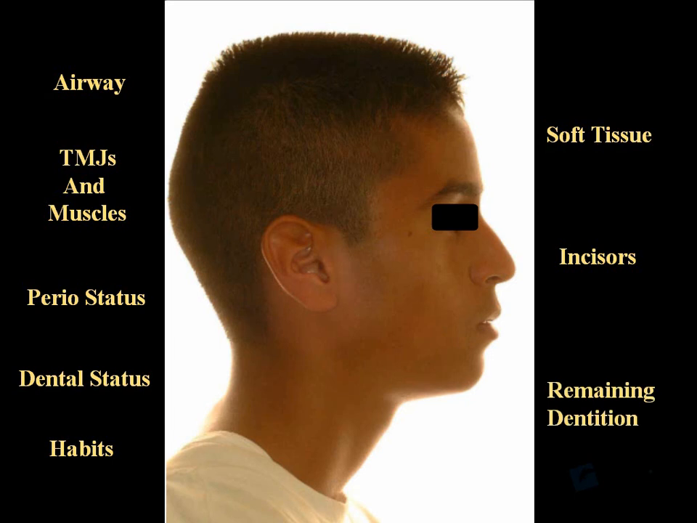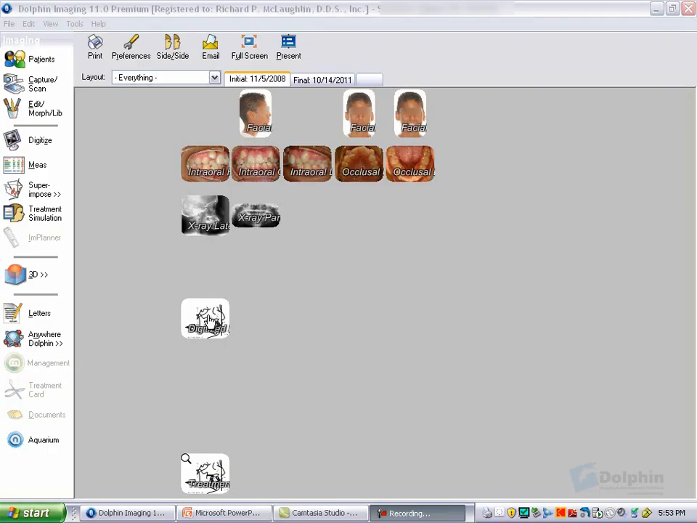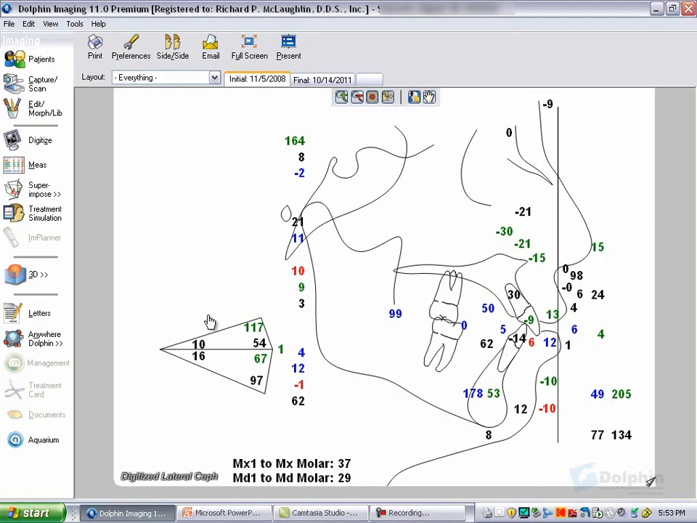Now we are going to return to Dolphin Imaging and discuss incisor positioning. Here is our cephalometric tracing with the Arnett analysis, and the treatment for the soft tissue and incisor position is quite easy here. The lower incisor is in a very satisfactory position. It will remain there with a little bit of intrusion, and the upper incisor will be retracted.